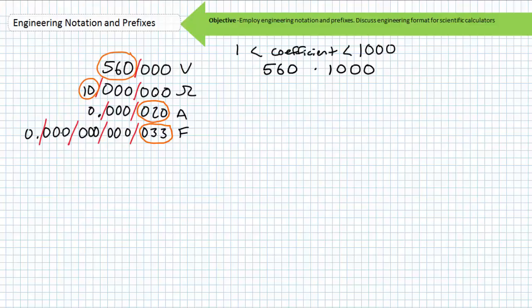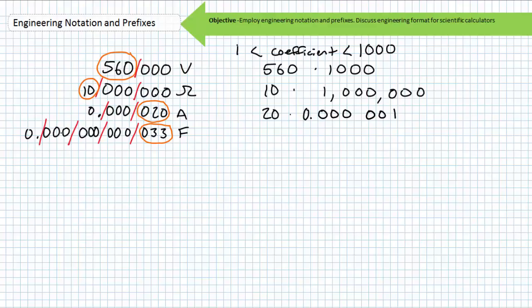560,000 is actually 560 times 1,000. 560 is a coefficient less than 1,000 and greater than 1. We're multiplying this coefficient times the power of 10. 10 million is actually 10 times 1 million. The coefficient 10 is less than 1,000 and greater than 1. Again, we're multiplying the coefficient times the power of 10. In this case, a million.